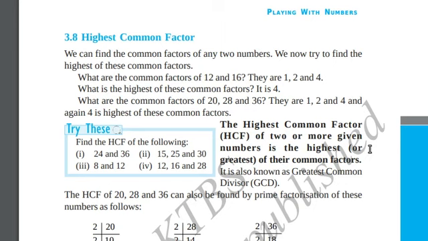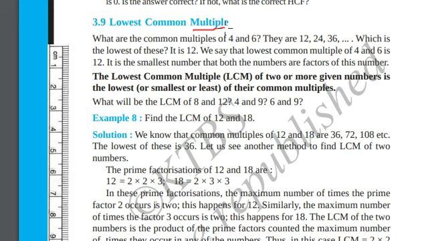Lowest common multiple, not factor. It is not possible to find the highest common multiple because multiples don't have an end. The list goes on and on till infinity. Even we don't know what infinity is. So we are finding the lowest common multiple.